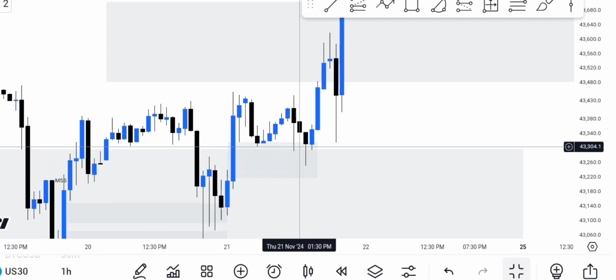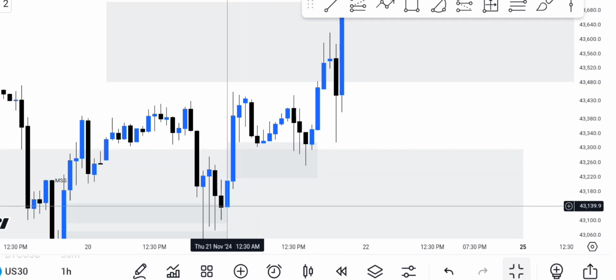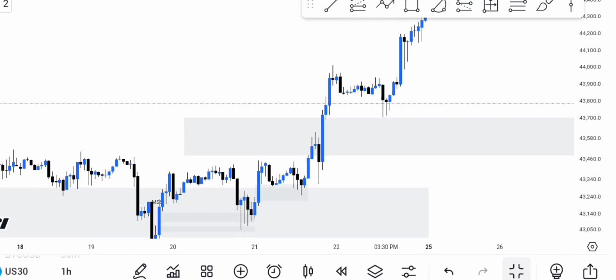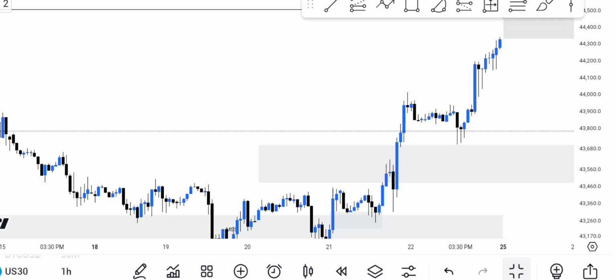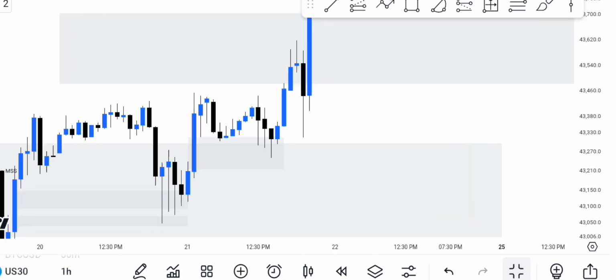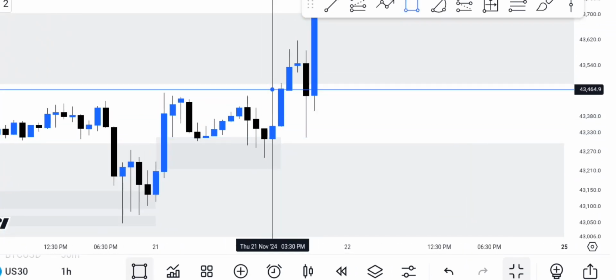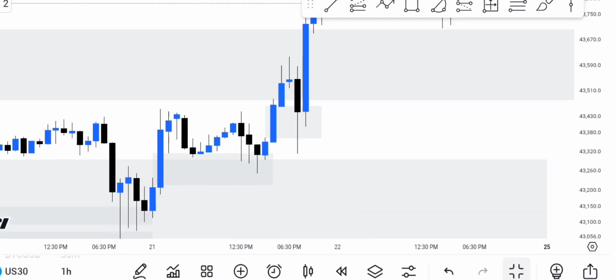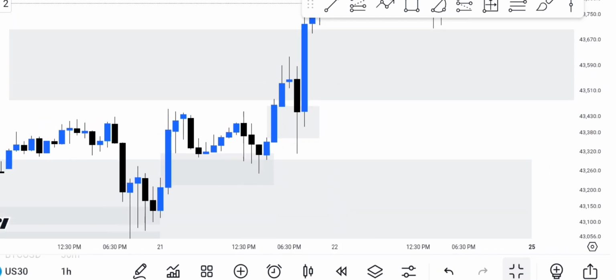Okay, stop loss goes below this order block and the target is this swing high point. And if you miss this second entry, we can enter at this other hourly fair value gap. So price will respect every bullish fair value gap.